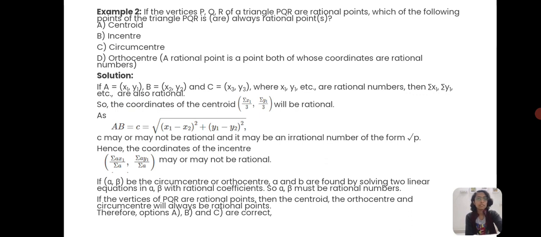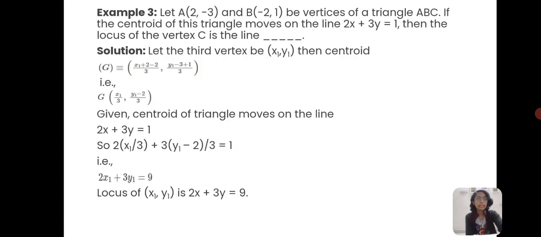Example 2. If the vertices P, Q, R of a triangle PQR are rational points, which of the following points of the triangle PQR is or are always rational points? A is centroid, B is incenter, C is circumcenter, D is orthocenter, and the solution for this is given below. Example 3. Let A(2, -3) and B(-2, 1) be vertices of a triangle ABC.